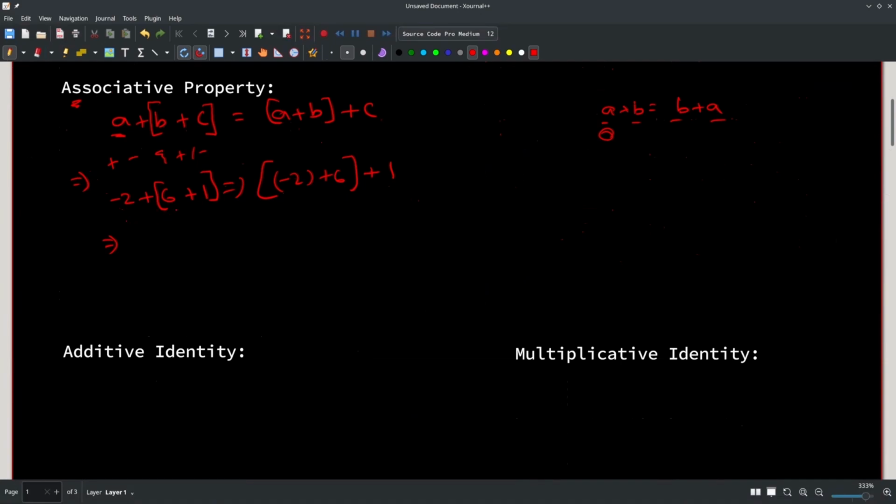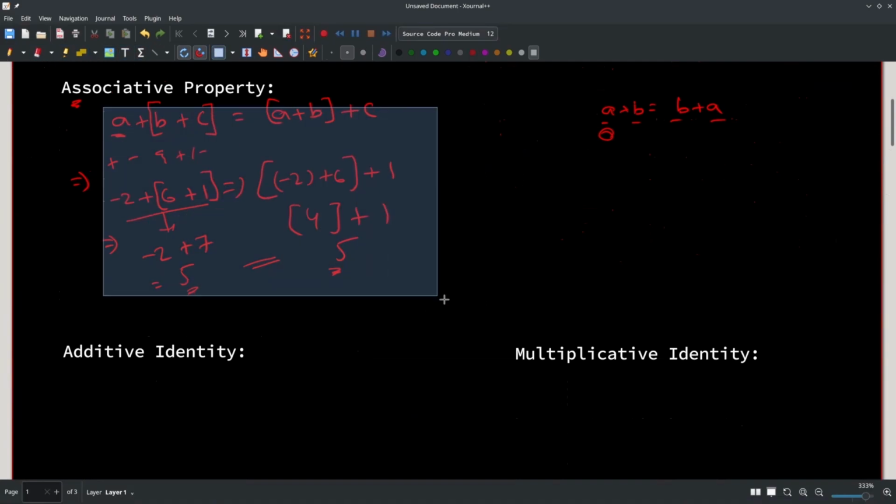So we're going to get -2 plus, 6 plus 1 is 7, so we're going to get 5. With this one, -2 plus 6 is going to get you 4, plus 1, so you're going to get 5. And over here, you got 5 as well. Hence, you have an associative property with positive and negative numbers mixed. It'll be similar to negative numbers only.